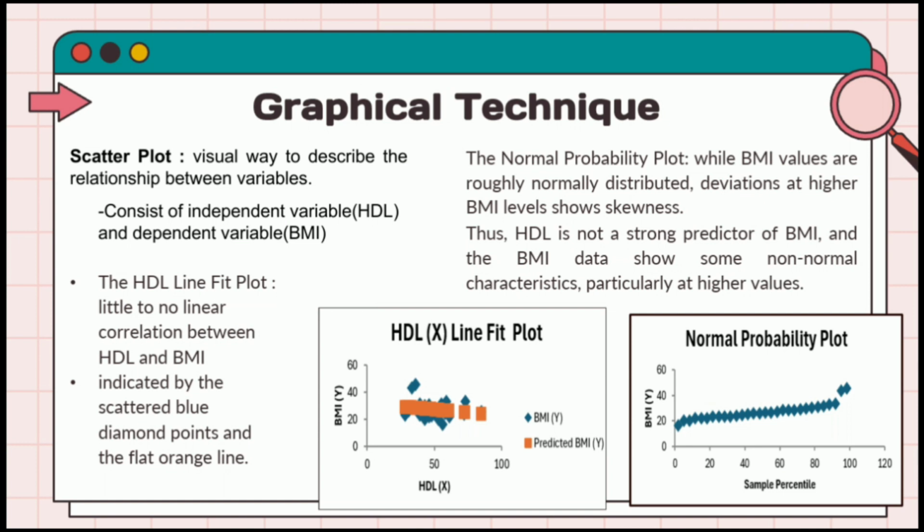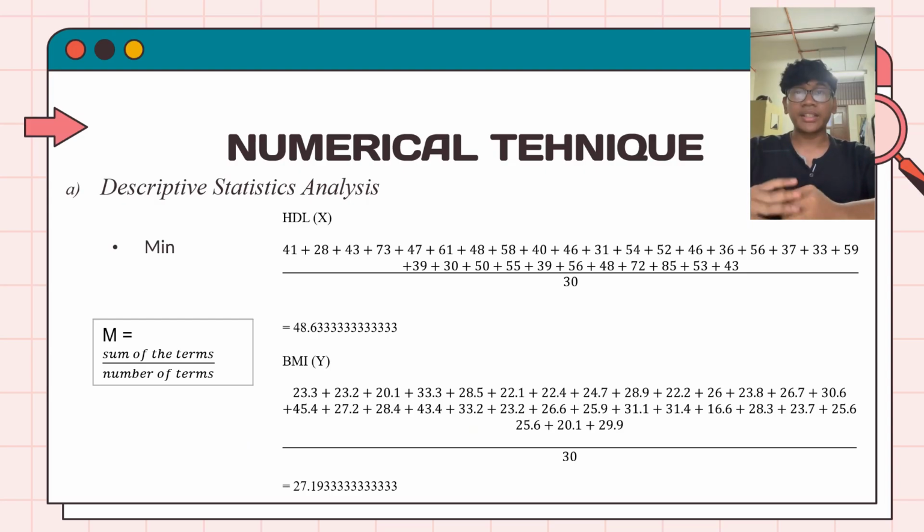Move on to Imran. For the descriptive statistic analysis, the mean value of HDL or X, and BMI Y are calculated using the formula for finding the mean, which is the sum of the terms divided by the number of terms. For HDL, the mean value is 48.63, while for BMI it is 27.19. These figures denote the average observed level of HDL and BMI, respectively, within the dataset.